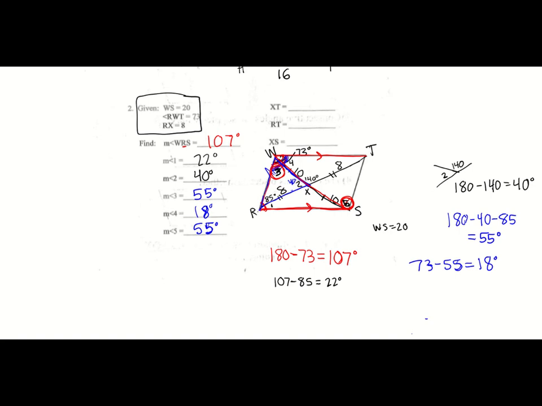Okay, then our next piece, it asks for XT. Well, we wrote that on here already. We knew that RX was 8. It's going to be equal to XT, which is also 8. And then RT is that whole diagonal. If the two pieces are 8 and 8, the whole thing is 16. And then our last piece it asks for is XS. We knew WX and XS were both 10, so that is our answer.